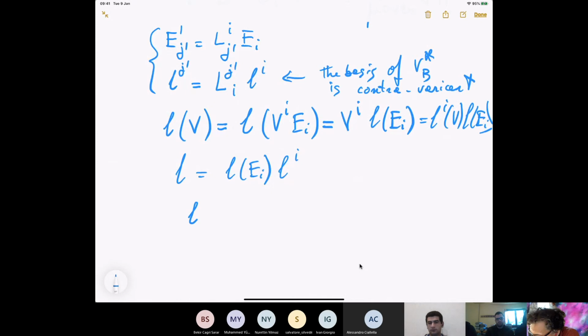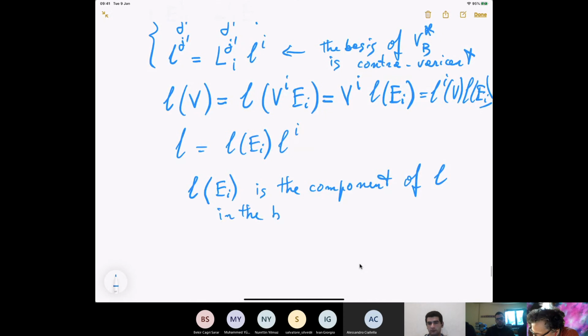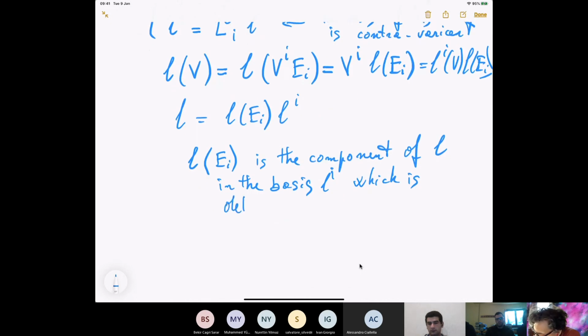So L Ei is the component of L in the basis Li, which is determined by Ei. Okay?